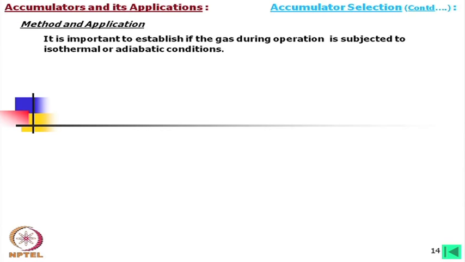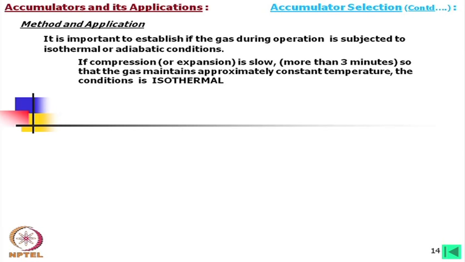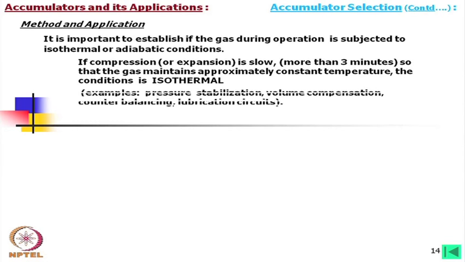Now, we have to look into the method and application. It is important to establish if the gas during operation is subjected to isothermal or adiabatic conditions. This is a thermal consideration we must make for accumulator selection. If compression or expansion is slow, more than 3 minutes, so that the gas maintains approximately constant temperature, the condition is isothermal. Okay. Examples: pressure stabilization, volume compression compensation, counterbalancing, lubrication circuit. In that case, this is the isothermal condition.